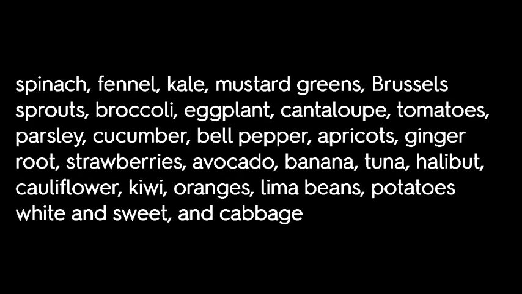Foods high in K+: spinach, fennel, kale, mustard greens, Brussels sprouts, broccoli, eggplant, cantaloupe, tomatoes, parsley, cucumber, bell pepper, apricots, ginger root, strawberries, avocado, banana, tuna, halibut, cauliflower, kiwi, oranges, lima beans, potatoes white and sweet, and cabbage.